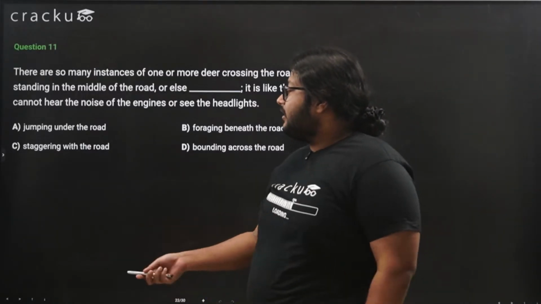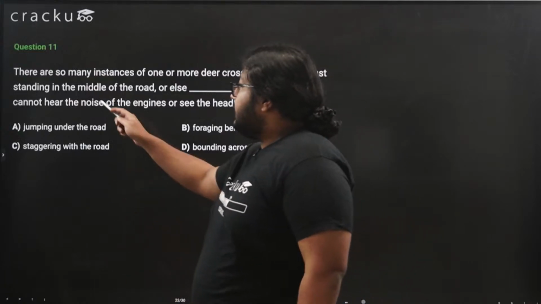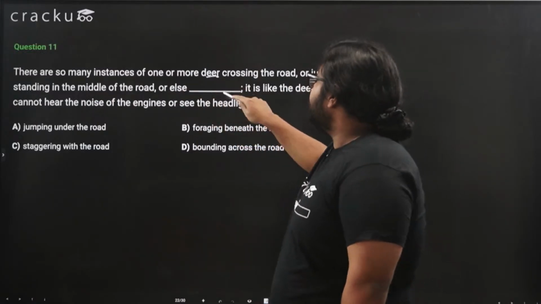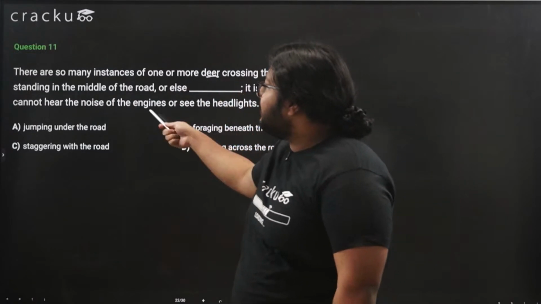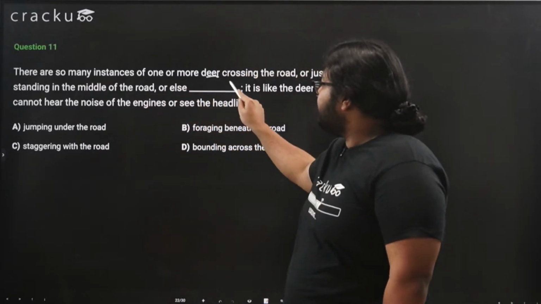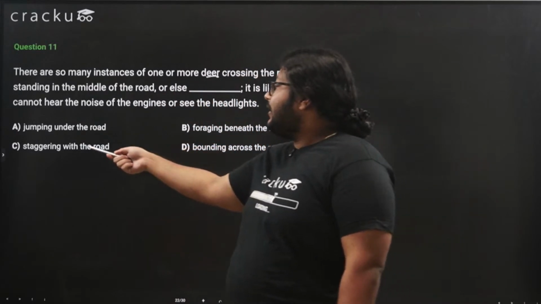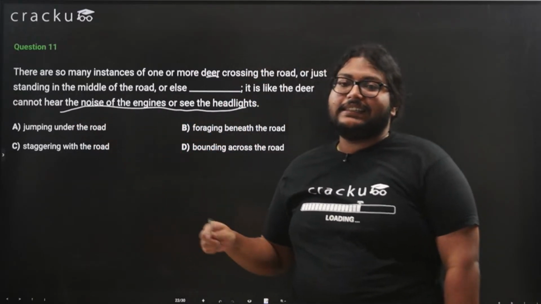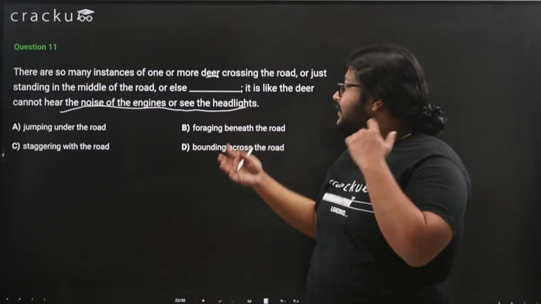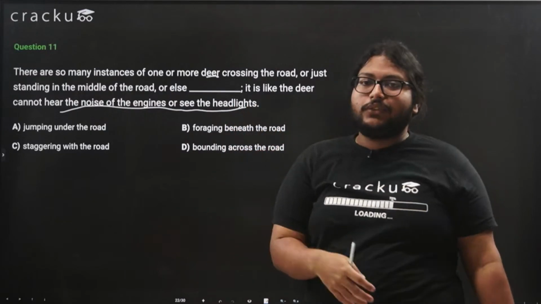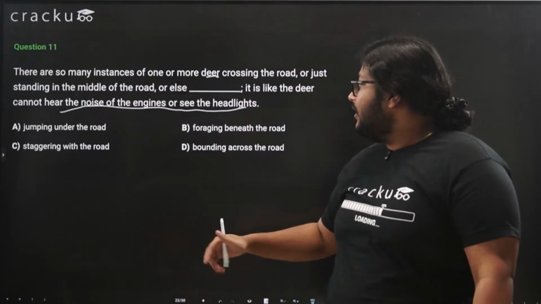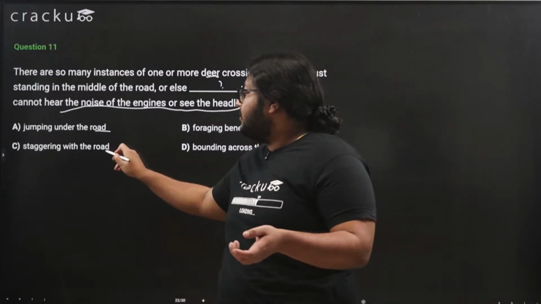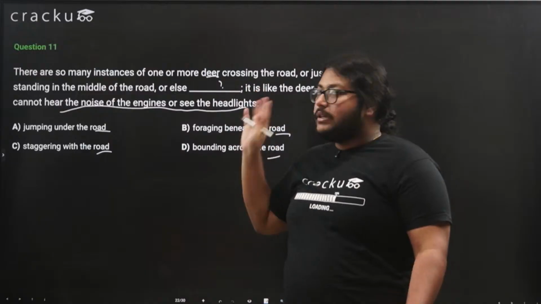Okay, so in this question, let's read the sentences first. There are so many instances of one or more deer crossing the road or just standing in the middle of the road or else doing something. It is like the deer cannot hear the noise of the engines or see the headlights. So in this sentence, they're talking about deer who will be crossing the road, or standing in the middle of the road, or else doing something related to the road. We can make out with the options, all of them have roads or do something with the roads.